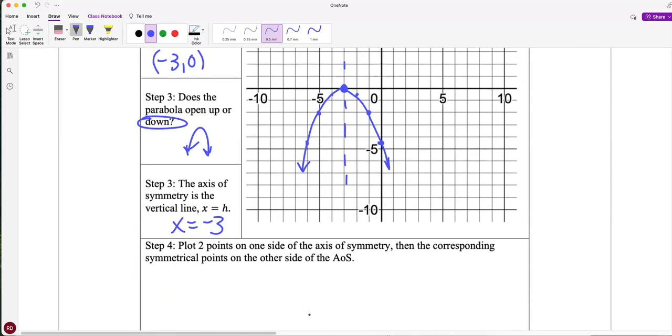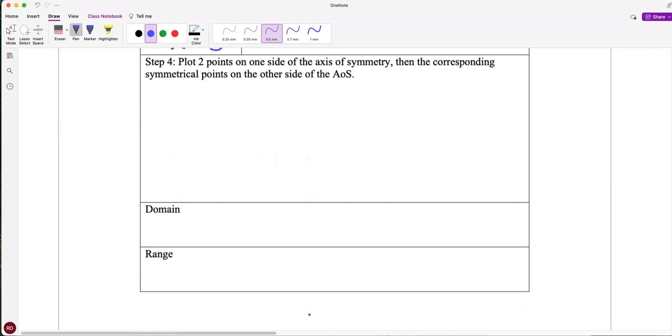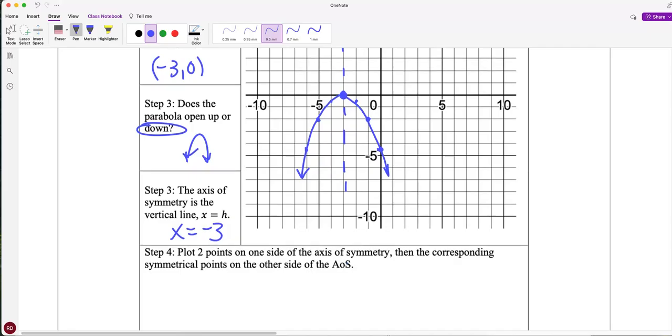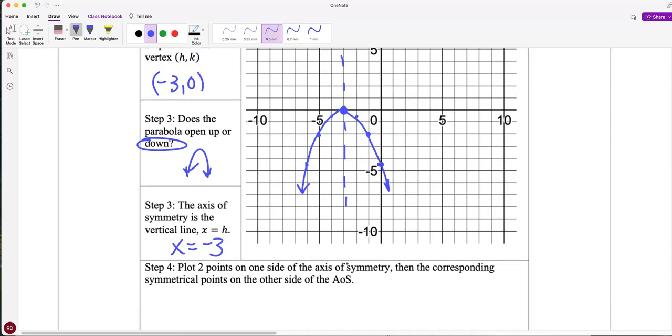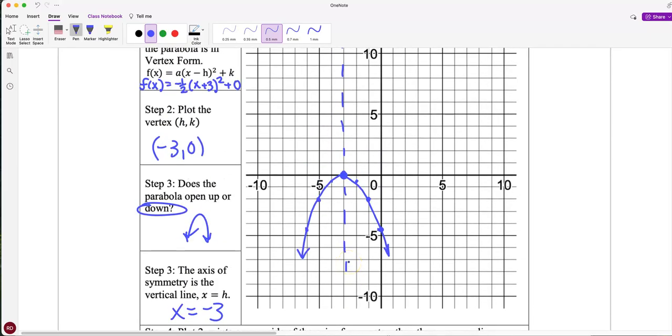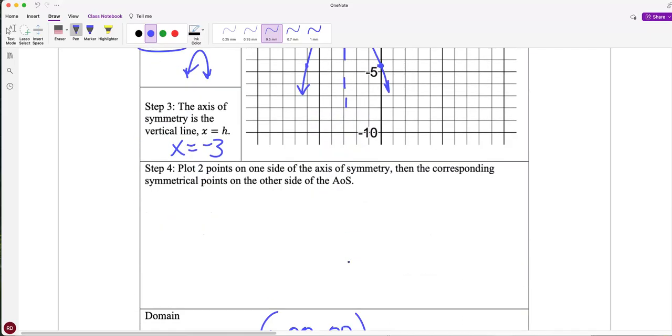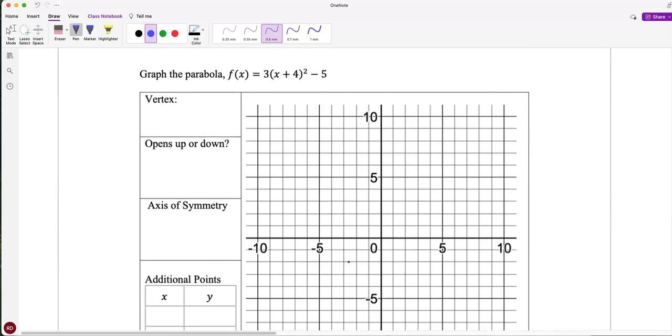The domain of that one is negative infinity to infinity. The range are all the y values from negative infinity up to, I think 0 is the highest y value there. Yep. Now this one has 1 x-intercept. You know, the vertex lies on the x-axis.